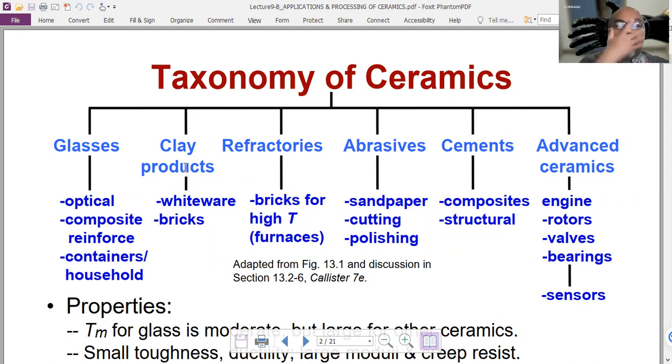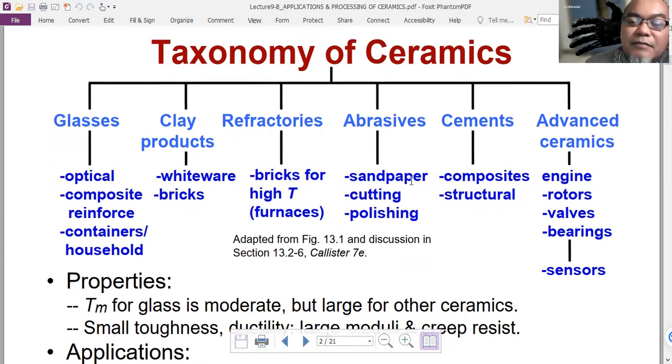Then clay products. Clay products, among others, are also quite common in our daily life. We have whiteware, bricks, as in our toilet, in our bathroom. Usually we have many of these clay products. Refractories, these are bricks for high temperature, usually used for furnaces. Then abrasives, used for sandpaper, cutting, polishing. And cements, although this can be considered a composite material as well, and it is used as structural material.